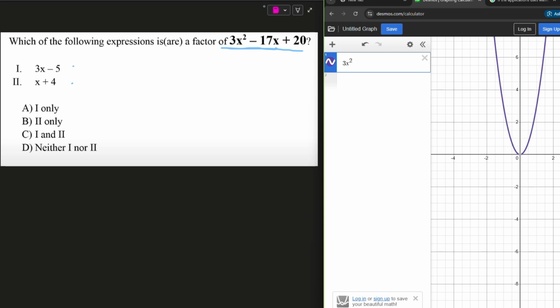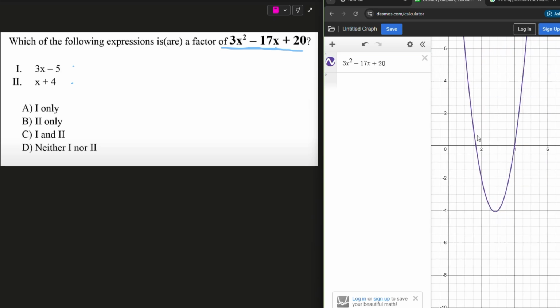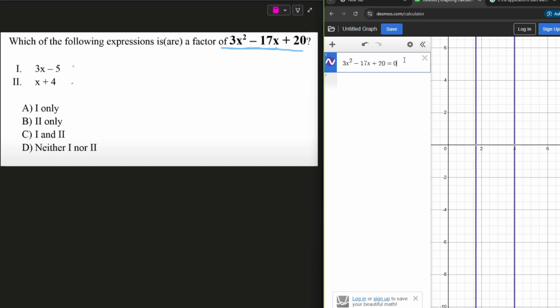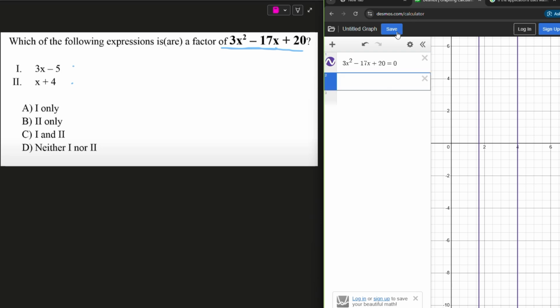Let me just, again, write everything that I have. And for me, a solution is considered whenever my parabola touches the x-axis, and these are my two solutions, which are also at the same time my factors. I can equalize it to zero. It's the same thing. I will just see them right away. My solutions or my factors, however you want to call them.